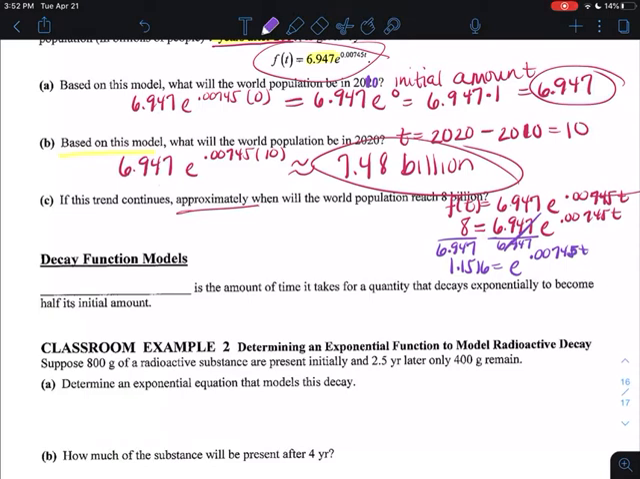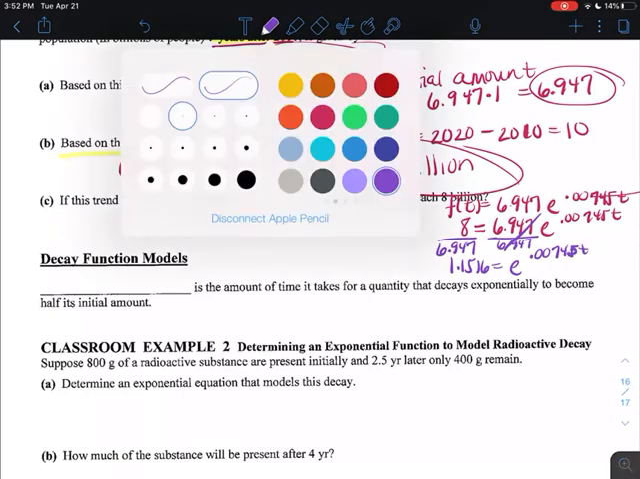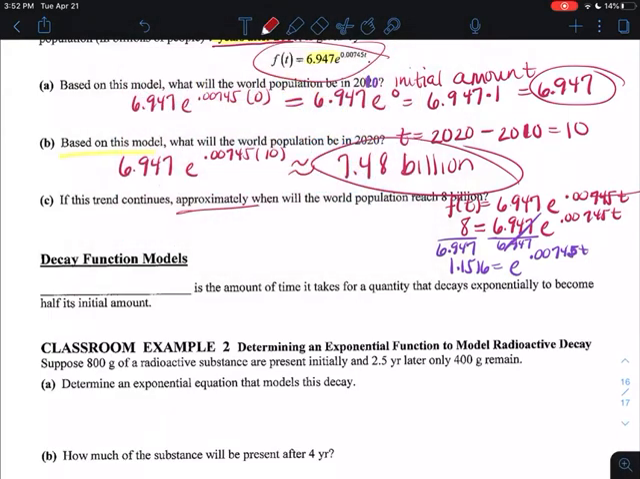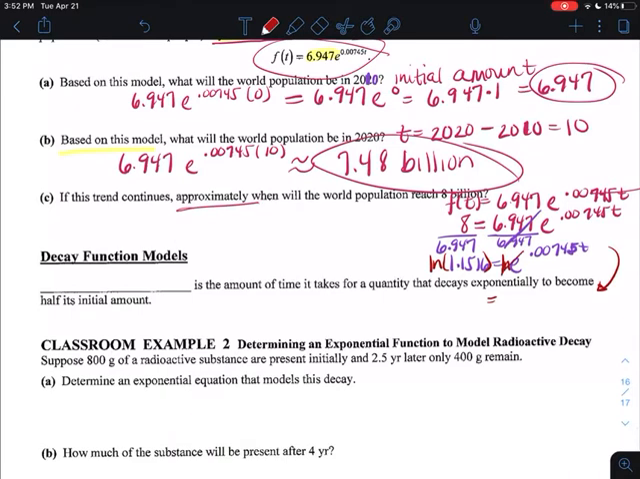My goal is to get this exponent down. Well, in order for me to get that exponent down, I have to get rid of that e in front of it. So I'm going to take the log base e of both sides. Well, log base e is just ln. So you stick a ln in front of both sides. And when you do that, on your right side, the ln and the e cancel each other out. So you're left with 0.00745t. And then I have the ln of 1.1516.